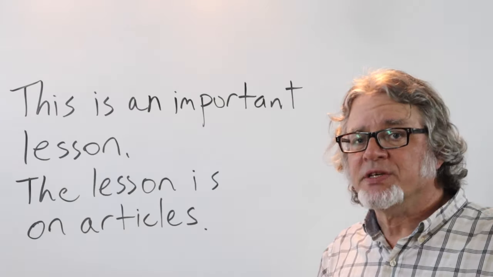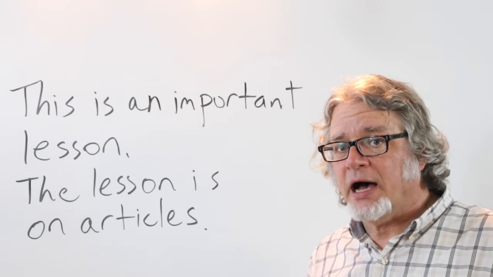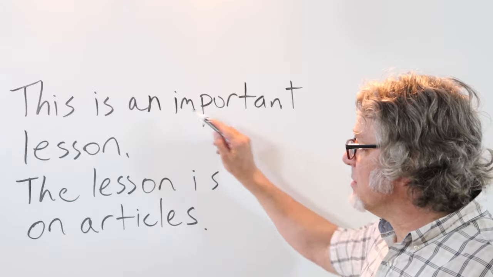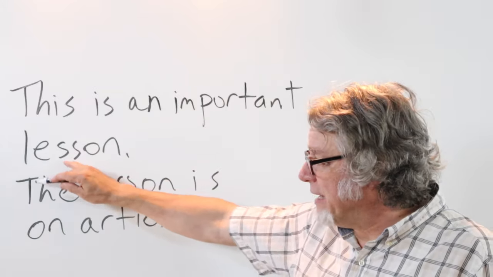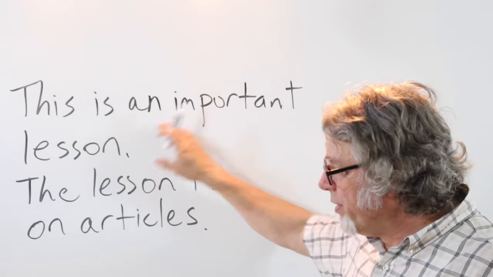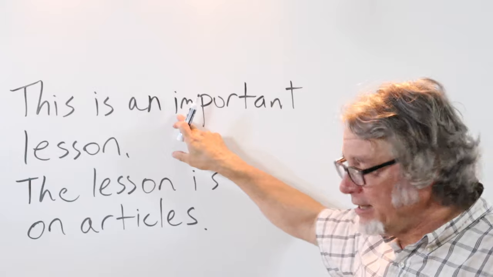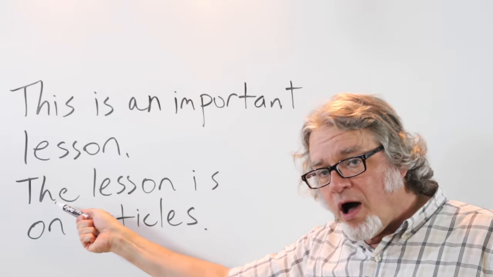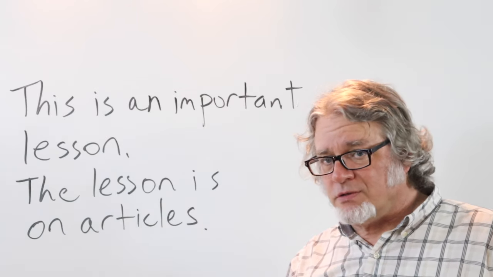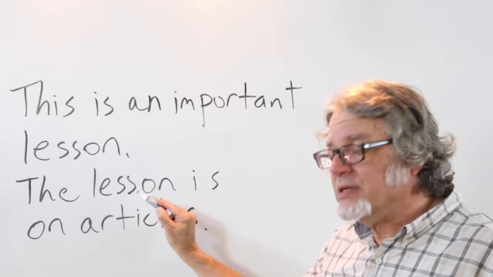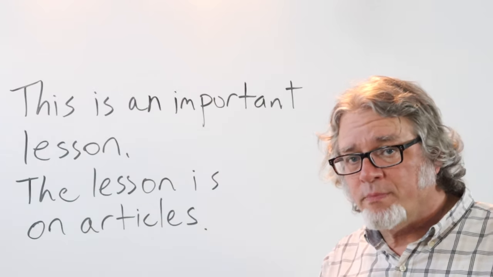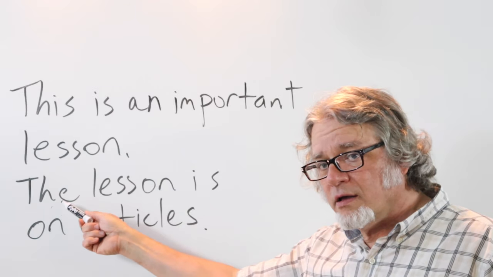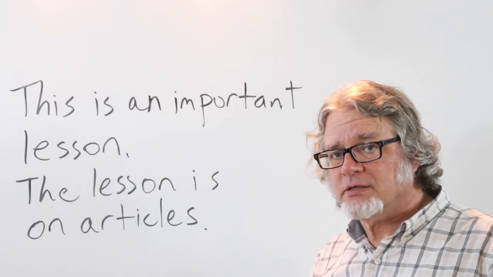This is an important lesson. The lesson is on articles. This is the first mention of the lesson, so I say an important lesson. I have to use an because of the I in this adjective. And the second time I mention it, I'll use the. The lesson is on articles. You know about it, and I know about it. We both know about it, so I'll choose the second time I mention it.